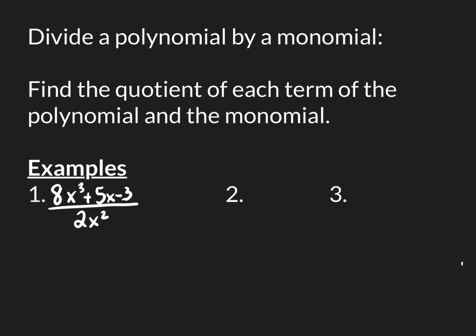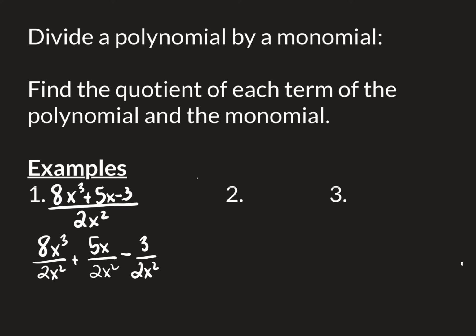So we are going to find the quotient of each term of the polynomial and the monomial. So I'm going to write 8x cubed divided by 2x squared plus 5x divided by 2x squared minus 3 divided by 2x squared. That's the first thing you do when you are dividing by a monomial. And then you simplify if possible.